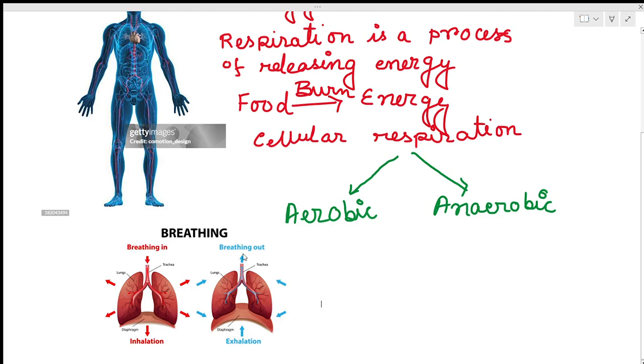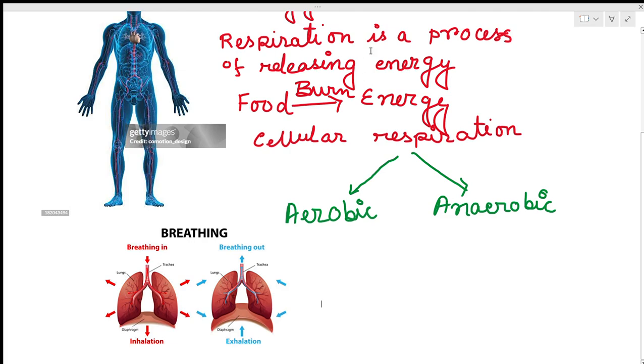And exhalation, that is known as breathing out, is getting out carbon dioxide that forms during respiration from our body. So breathing in or inhalation is getting oxygen-rich air inside our body, and breathing out or exhalation is getting out the carbon dioxide that is generated during the respiration process from our body.